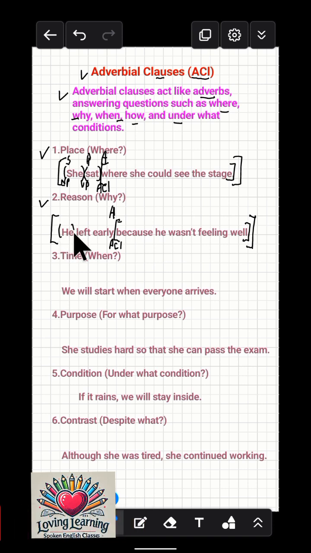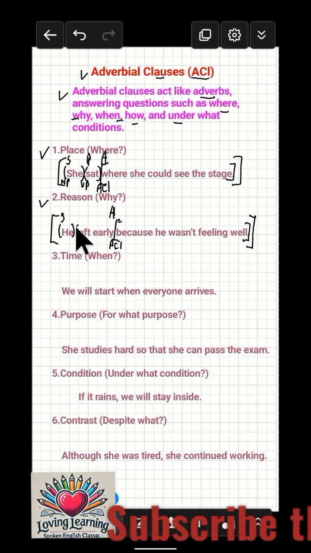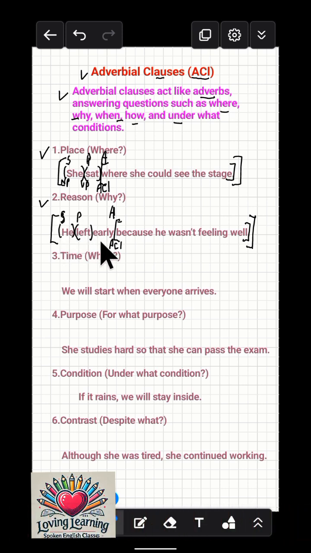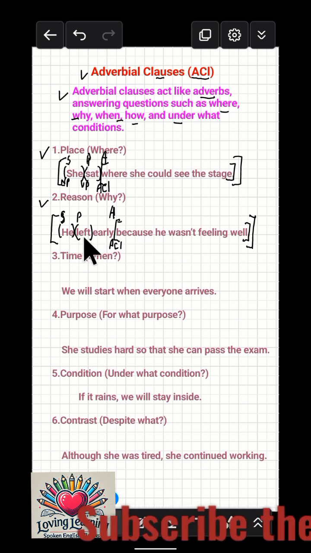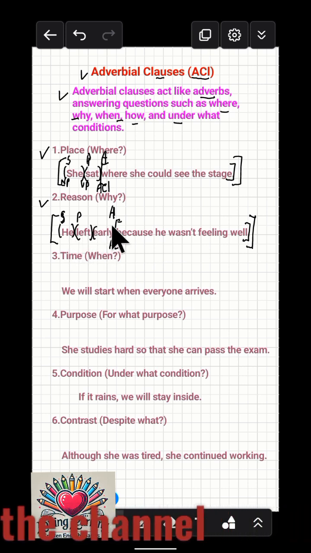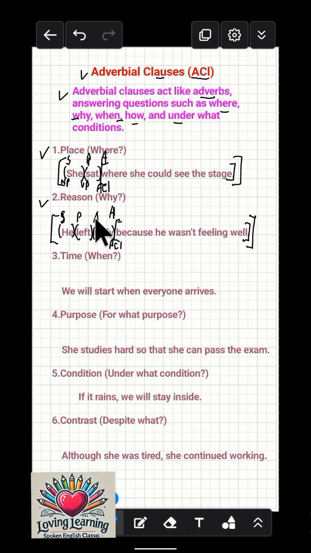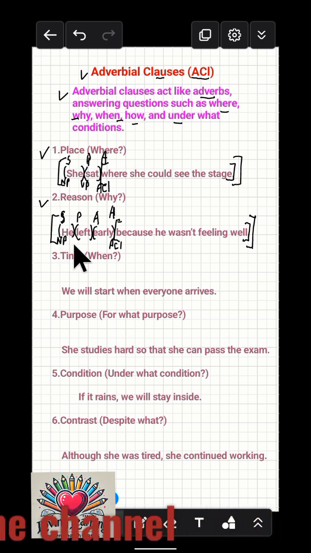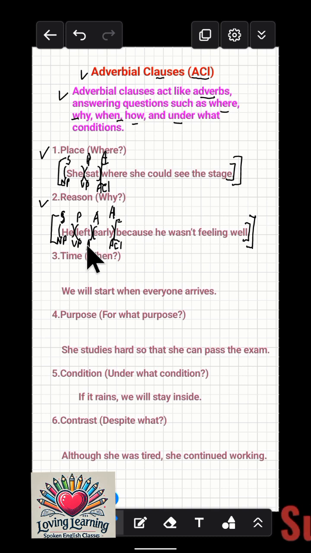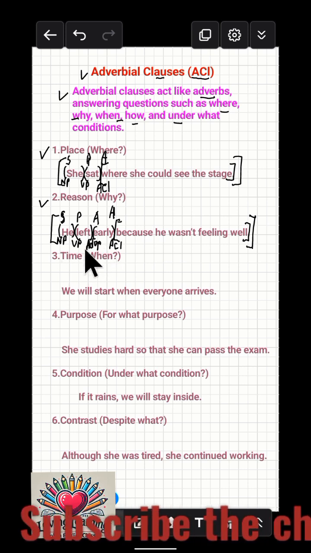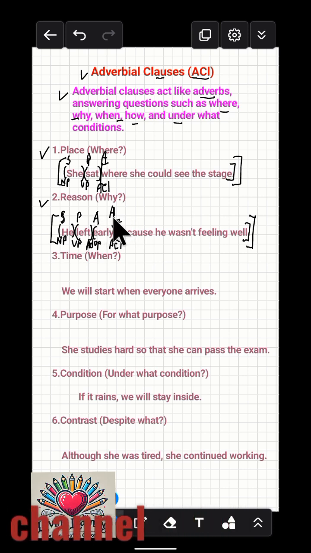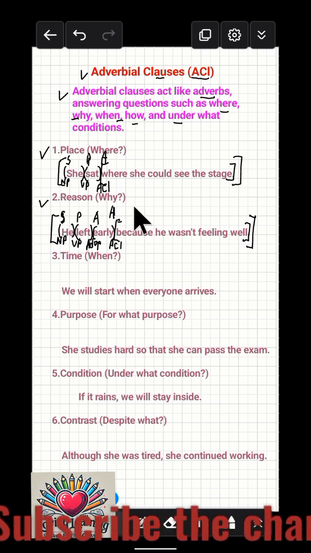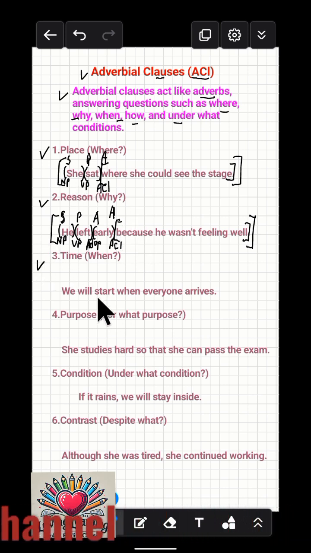He is our subject, left is our predicate. Now again, early: he left early. This is again an adverb, so this is also adverbial. This is a noun phrase, this is a verb phrase, and this is an adverb phrase. So there are two adverbials, early and the clause. Again, this clause is working as adverbial. That finishes the second. Third one: time, when.